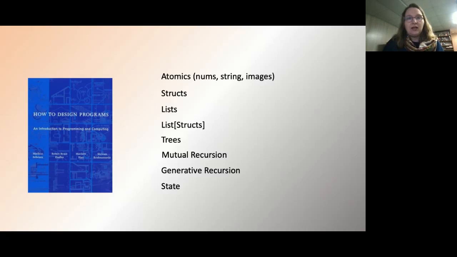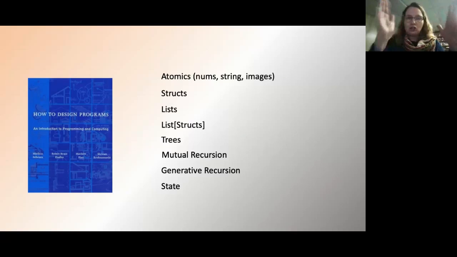So you start with programs with numbers and strings and images. You go on to structured data, tuples. Then you get to lists of numbers and strings, lists of tuples, trees, mutual recursion, non-structural recursion, and then state comes at the very end. Okay? So I'm taking this just as a starting point.